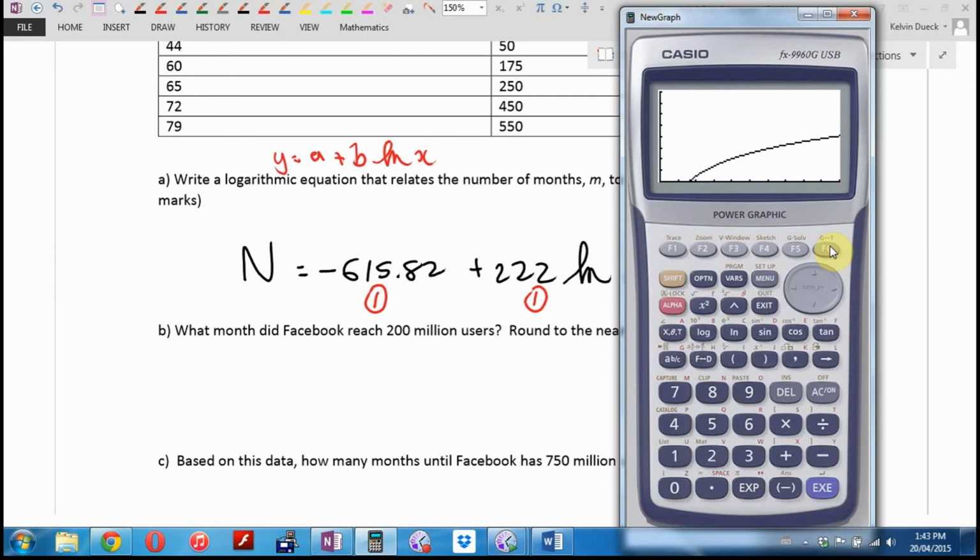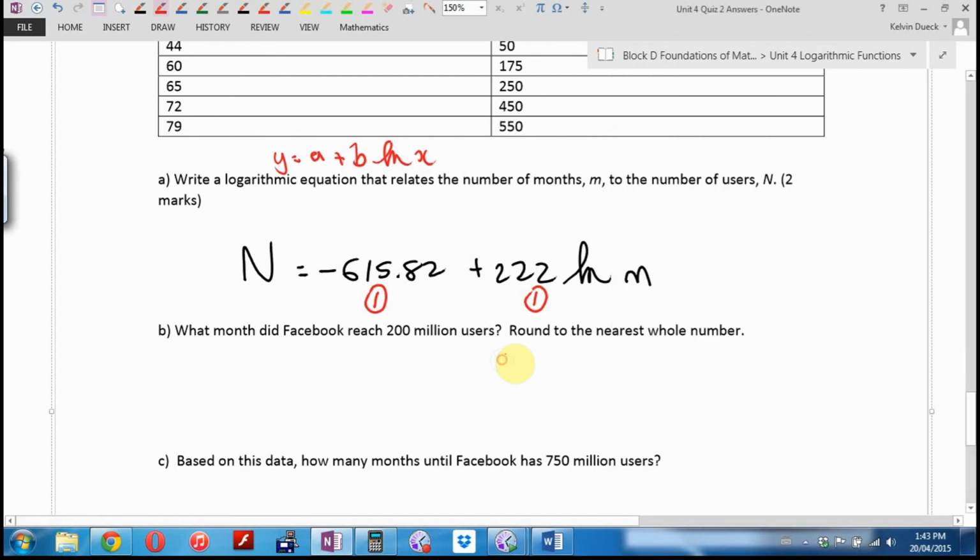In what month? Month. That's an X calculation. Did we get N of 200? Month 39, round to the nearest whole number. 39th month. Barely.